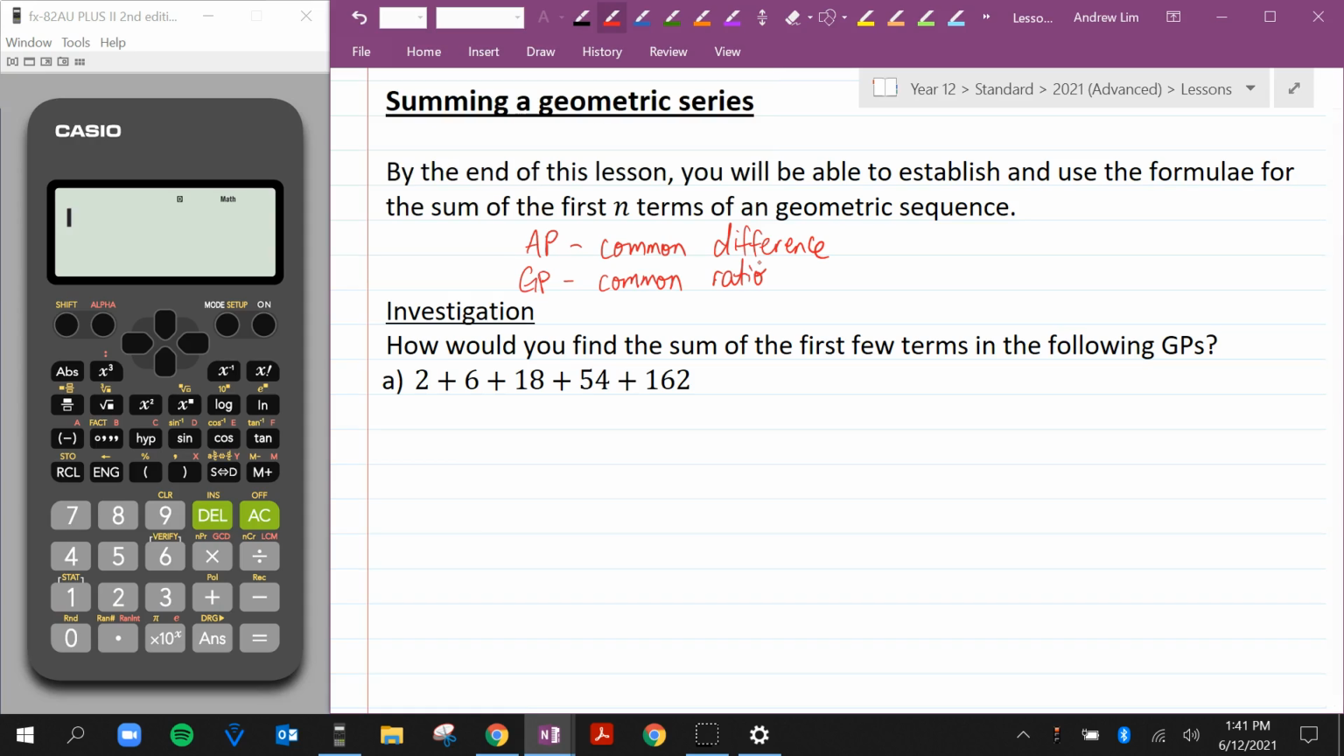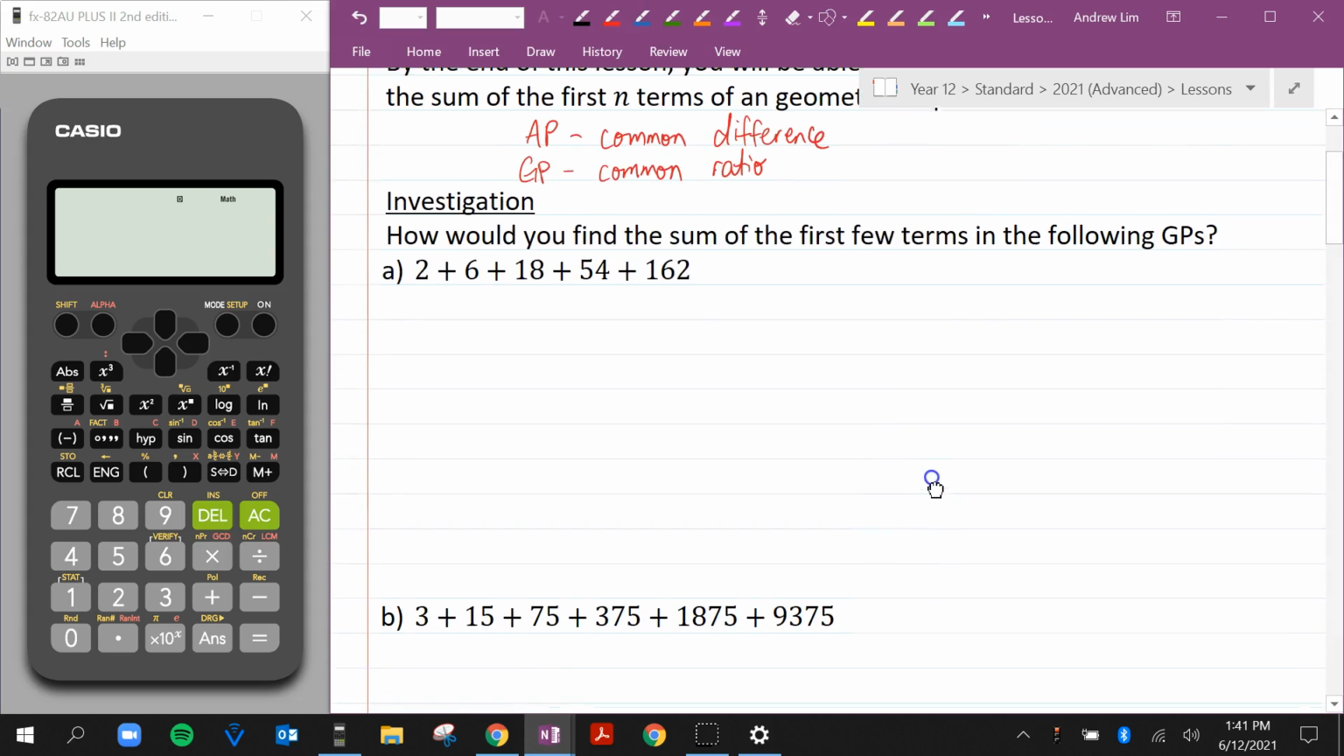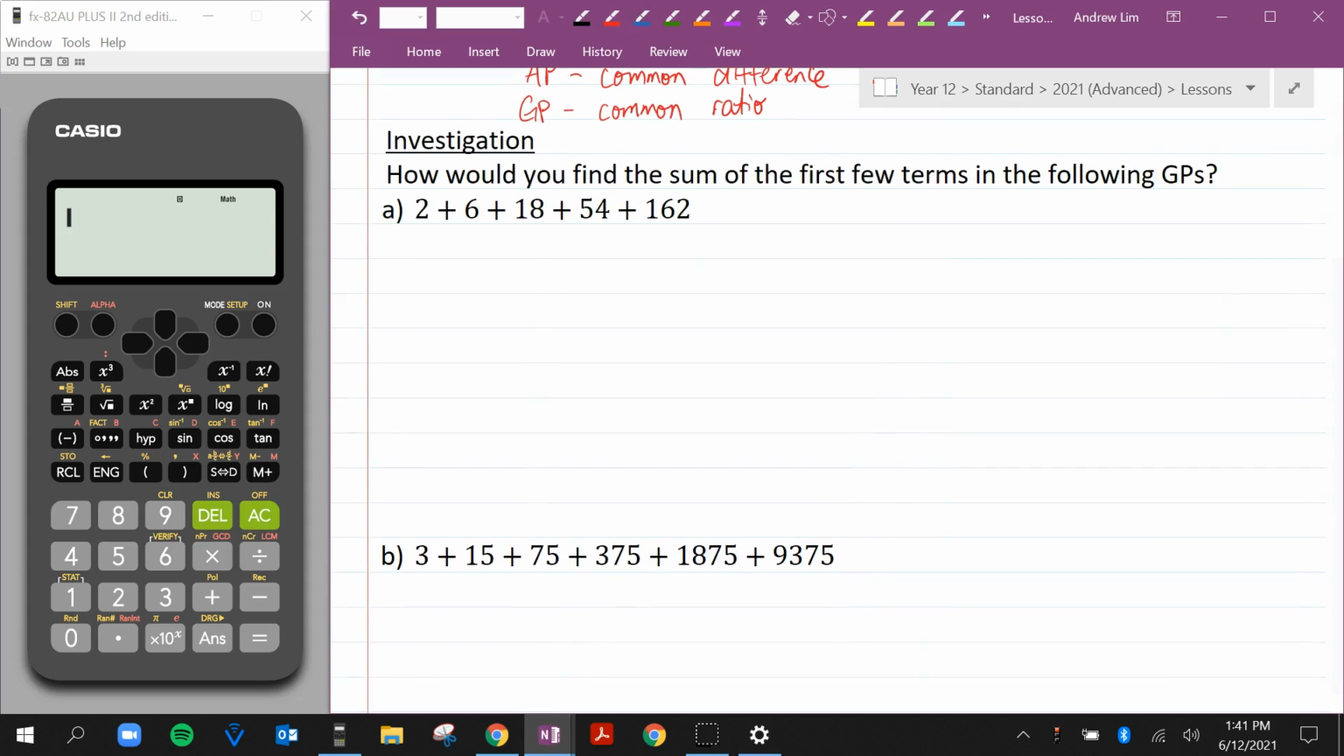So let's have a look at this investigation. How would you find the sum of the first few terms in the following GPs? 2 plus 6 plus 18 plus 54 plus 162. Now, because we know it's a GP, we need to work out what the common ratio is. And we can see here that the common ratio is 3, because 6 divided by 2 is 3, or 18 divided by 6 is 3, etc. So we know that the common ratio is 3.